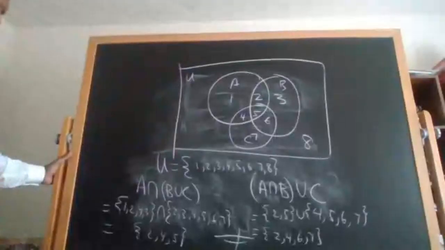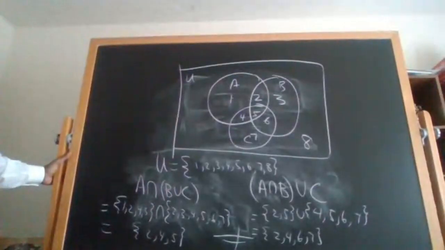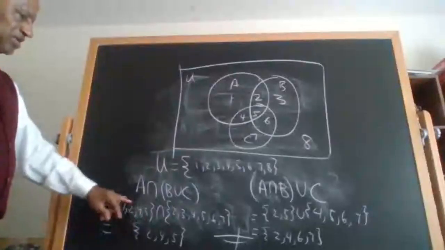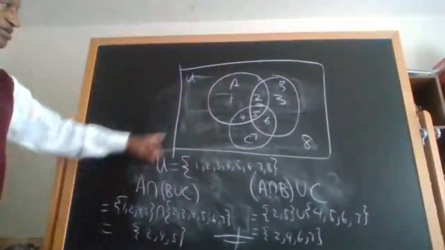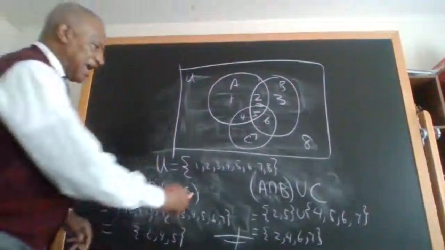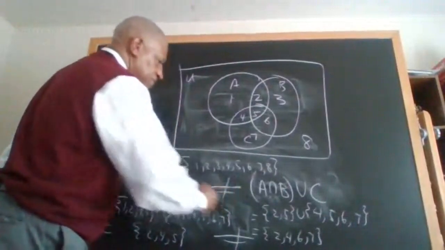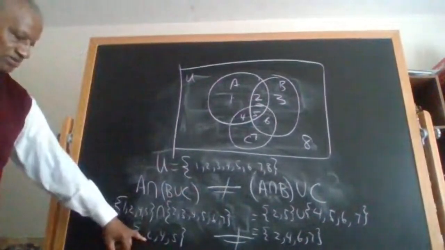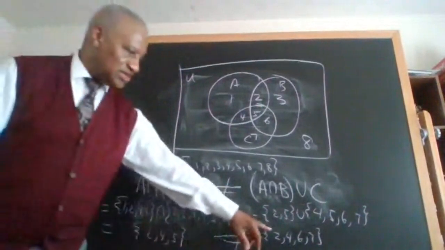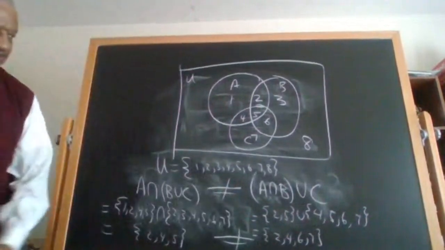And notice that these two are not equal to each other. That's the counterexample. This shows that these two are not equal to each other, because this set comes out to be 2, 4, 5 and this is 2, 4, 5, 6, and 7. See how to do it?